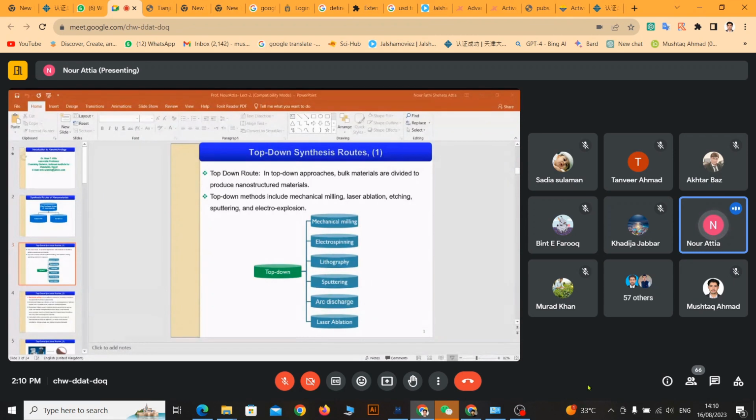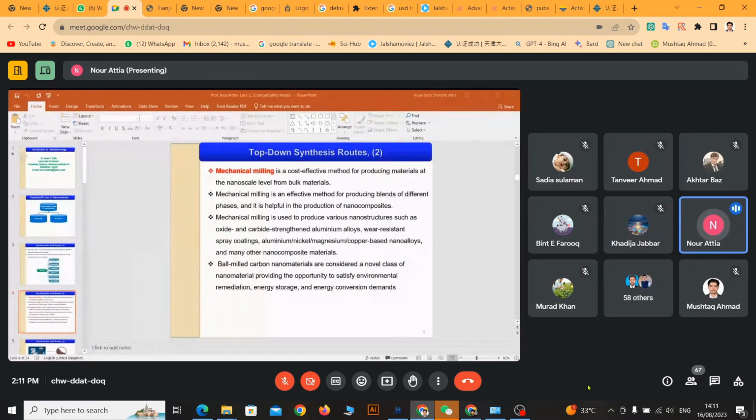So let's go for mechanical milling. Mechanical milling is a cost-effective method producing material at nanoscale level. In this way, you can do any material to nanoscale, any material, even tree leaves. When you have tree leaves dried and put them in the ball miller, then finally you will get them at nanoscale. Any material.